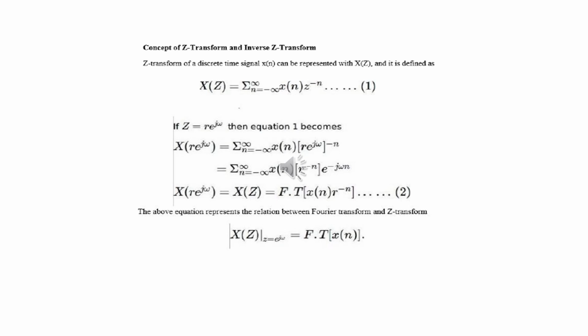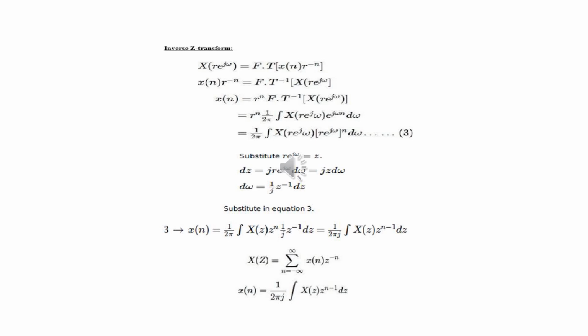So from this the equation can be rewritten as the Fourier transform of x(n) into r to the power minus n. So the relation between Fourier transform and Z transform is that the Z transform of a signal is nothing but the Fourier transform of that signal multiplied by r to the power minus n.